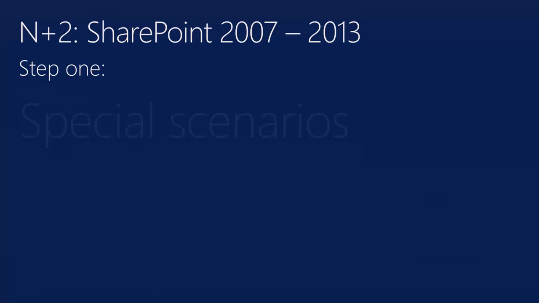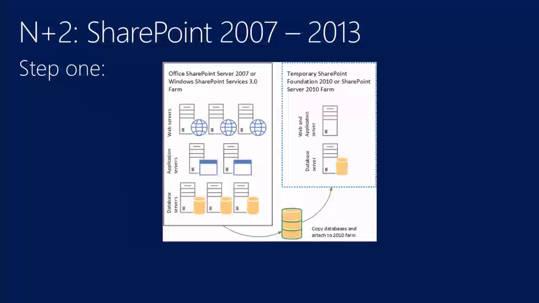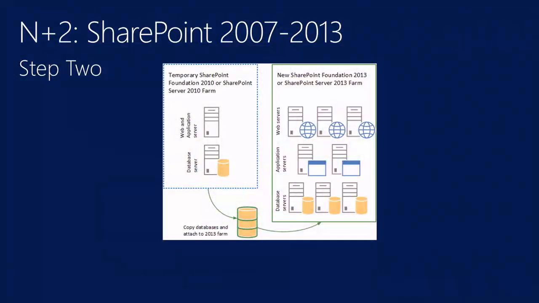A few words on special cases. The so-called N+2 upgrade, SharePoint 2007 to 2013. Here's your approach. And don't shoot me, but this is what it is. First, you take a 2007, you build a 2010 environment. Migrate to it. Step 2, guess what you're going to do? We're going to take that 2010 environment and migrate it to 2013. That is the roadmap for doing an in-the-box upgrade of SharePoint 2007 to 2013.